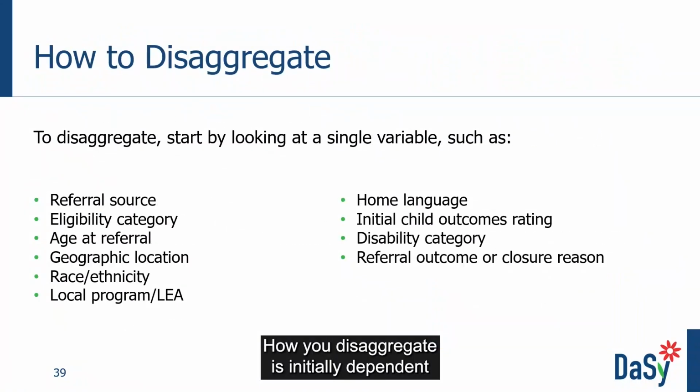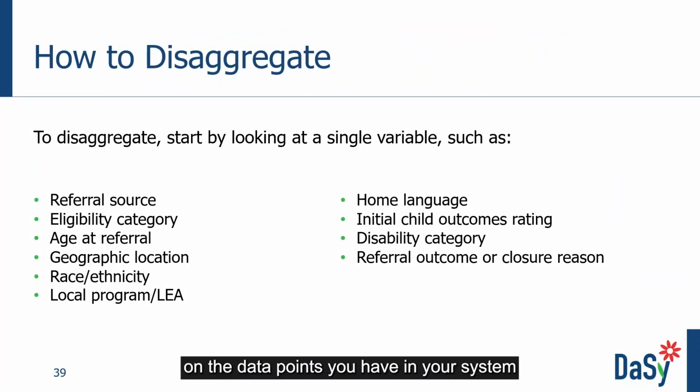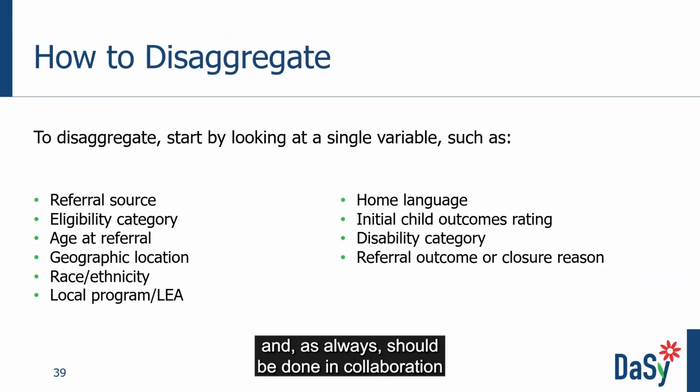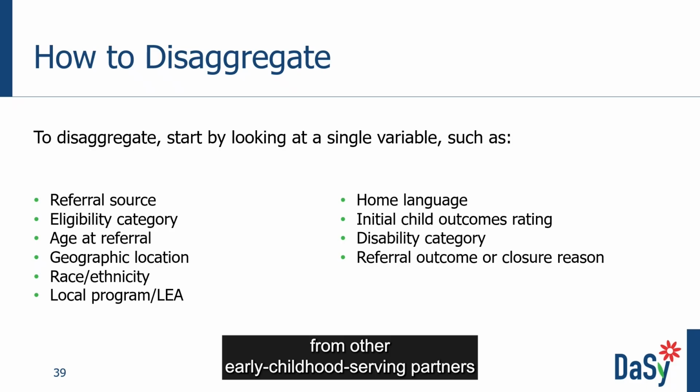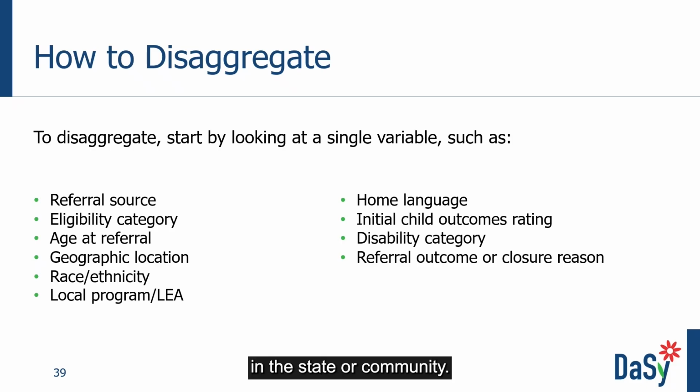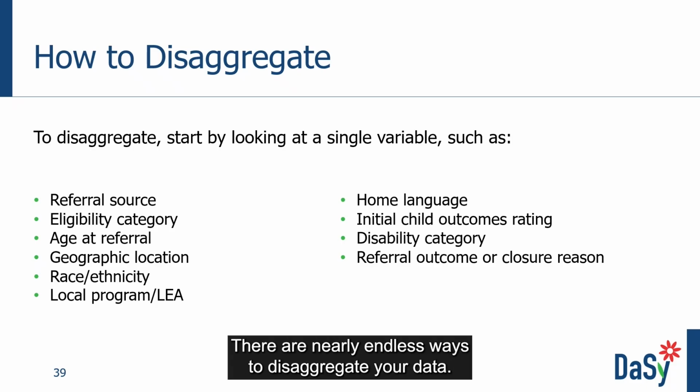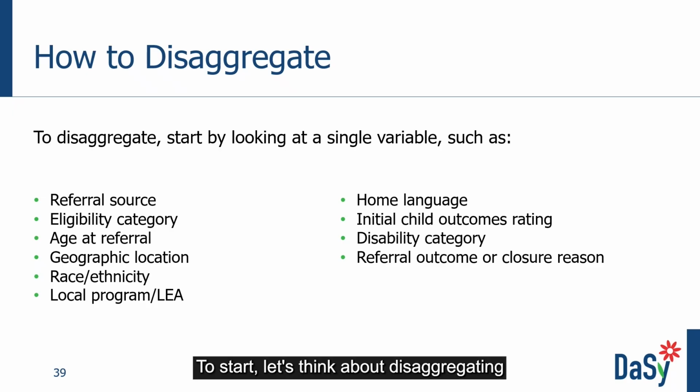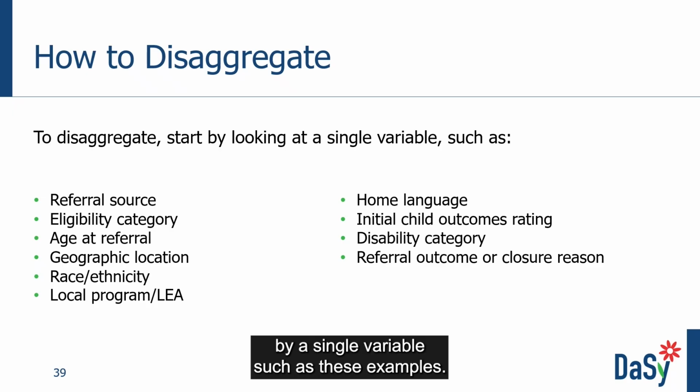How you disaggregate is initially dependent on the data points you have in your system, and as always should be done in collaboration with key partners, including program staff and families at the least, plus representatives from other early childhood serving partners in the state or community. There are nearly endless ways to disaggregate your data. To start, let's think about disaggregating by a single variable, such as these examples.